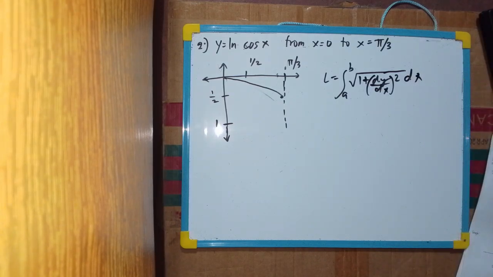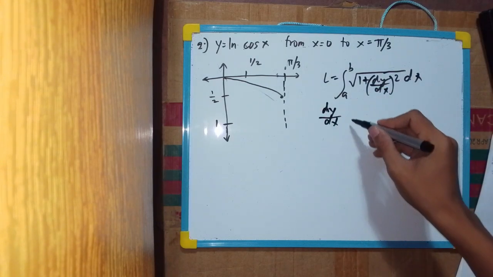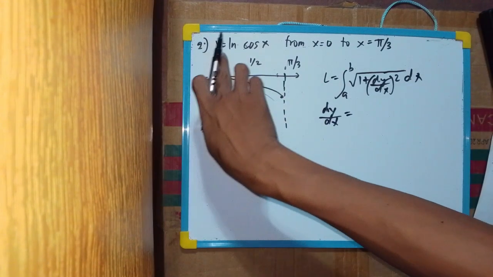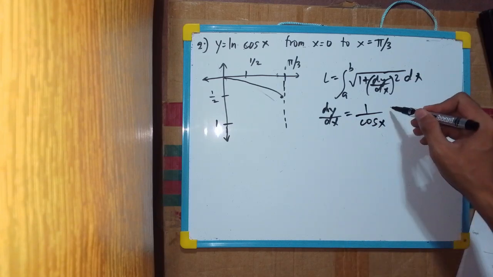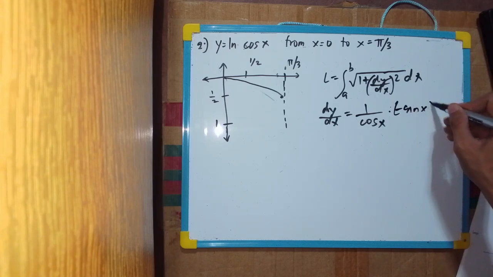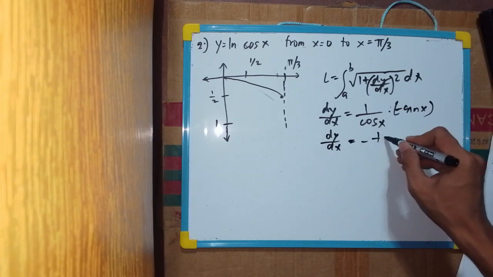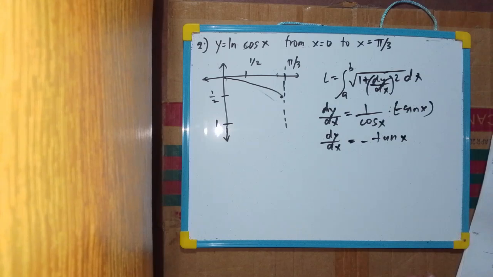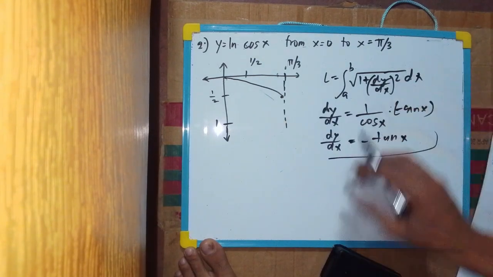Now let's first find our dy/dx. So dy/dx is the derivative of ln cosine x, so we have 1 over cosine x times the derivative of cosine, which is negative sine x. So dy/dx is basically negative tan x. Now let's substitute this negative tan x into the formula.